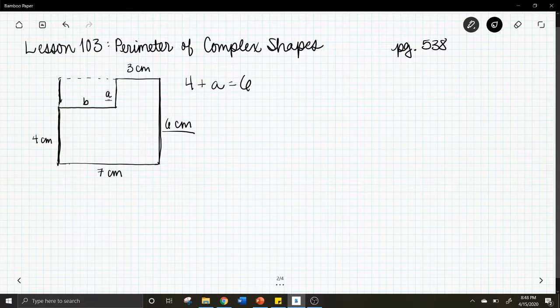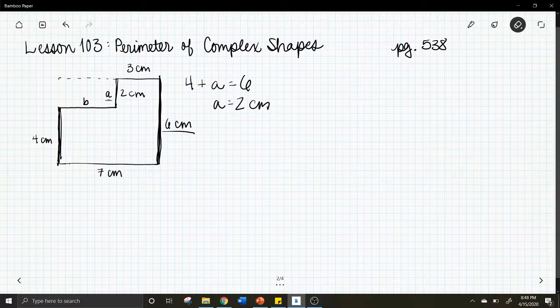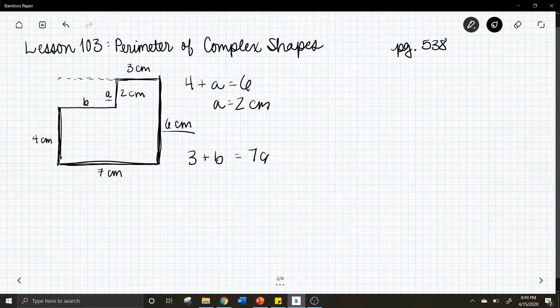The length we know plus the length we don't will equal this opposite side. So A then must equal 2 centimeters, because 2 plus 4 equals 6, and that's the longer length that's given. Okay, so now let's find the length of B. We'll see that this longer side of this complex shape is 7 centimeters. On this upper part of the shape, we only know 3 centimeters of it. So that means 3 plus B equals 7 centimeters.